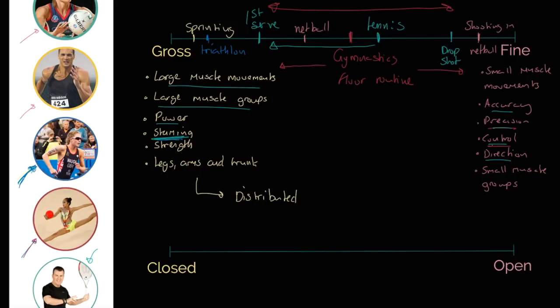Whereas something like a fine skill, certainly if it's a discrete skill, more of which in a second, we might find that this is practiced as massed practice. And what we mean by that is there's no breaks within the repetition. Let's take a practice shooting in netball, for example. We might just repeat without any breaks.